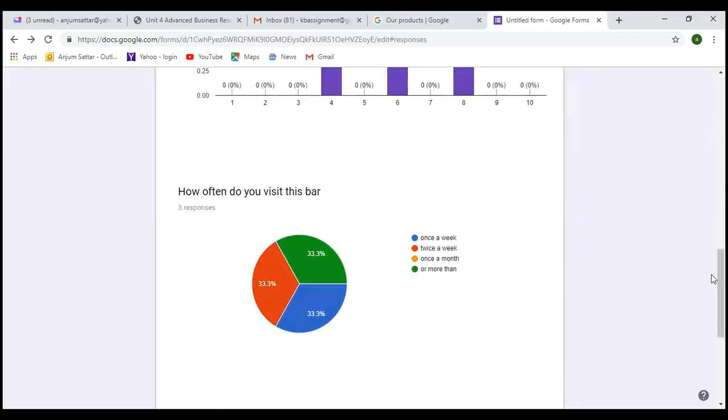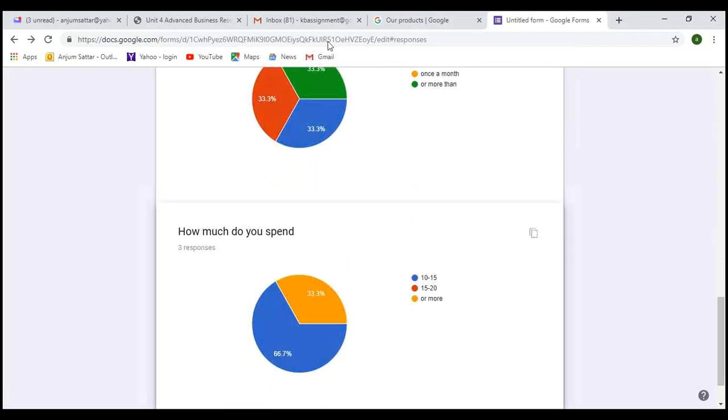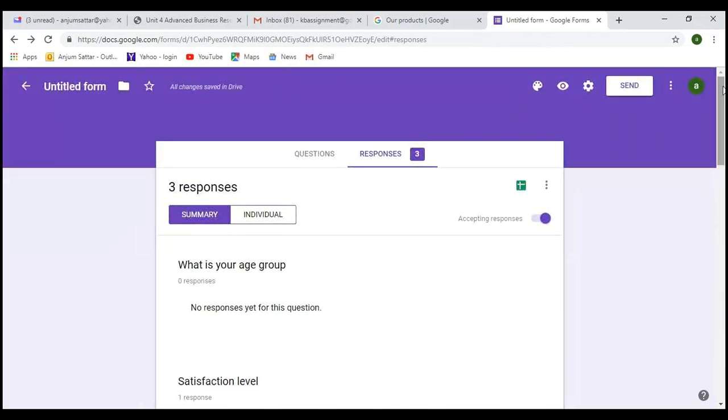The graph will be created automatically. And that graph you can copy into your research, and you can discuss how many of them agree or disagree. That's data analysis.